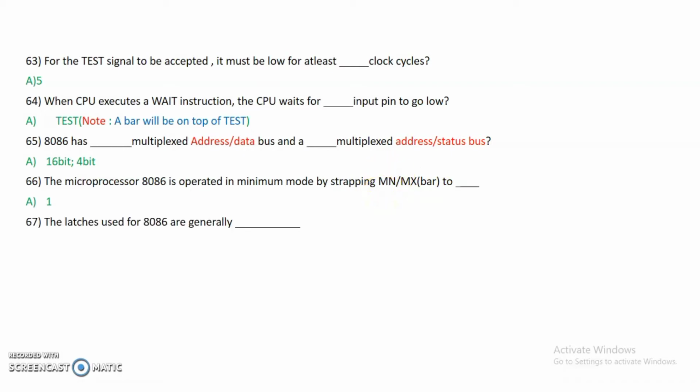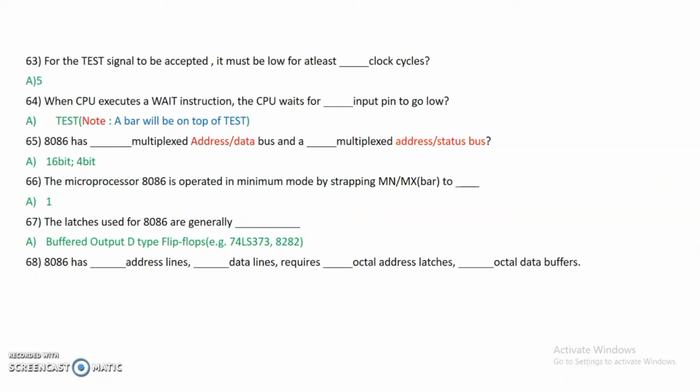Bit number 67. The latches used for 8086 are generally dash. So they are asking what kind of latches will be used for 8086. Basically we will be using buffered output D-type flip-flop latches for 8086. Some examples of latches are 74LS373 or 8282 latches, which we'll be using for 8086, which are buffered output D-type flip-flops.